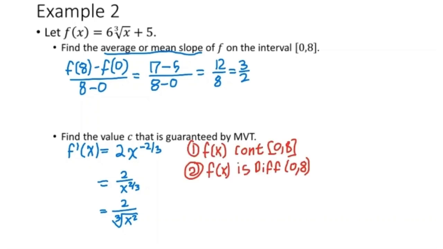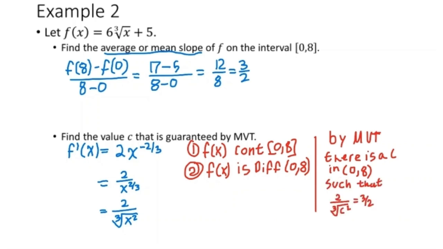So to summarize, f(x) is continuous on the closed interval [0, 8] and is differentiable on the open interval (0, 8). So by the mean value theorem, we know that there exists a c in the interval (0, 8) such that 2 over the cube root of c squared, which is our derivative evaluated at c, equals 3/2.